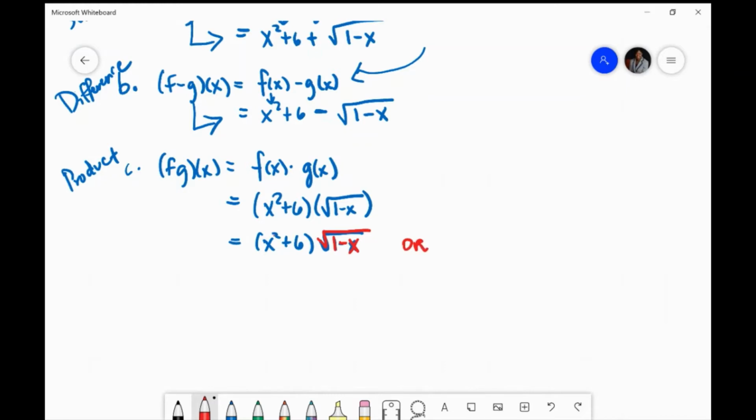Let me show you another way you probably will see it. You could distribute this as x squared times the square root of 1 minus x plus 6 times the square root of 1 minus x. That's just another version of the answer. You could distribute x squared and 6. I think that's the only way you could probably see it, other than you could have the radical in the front, like so.